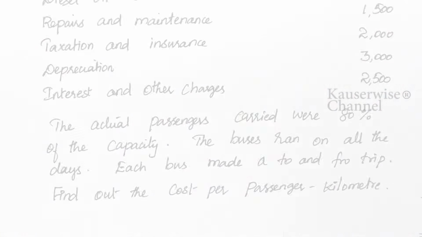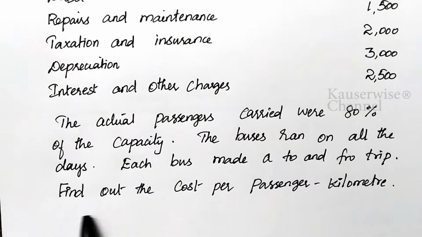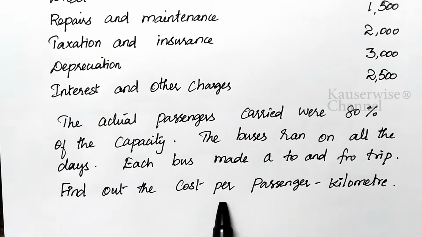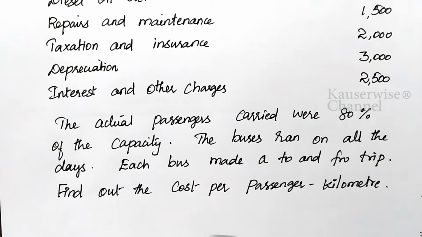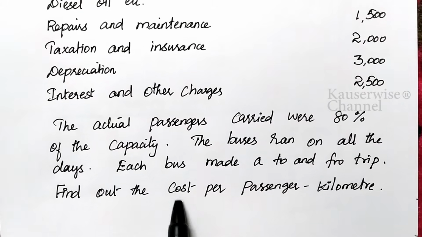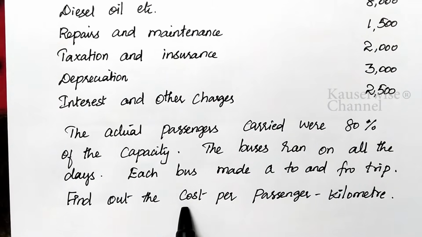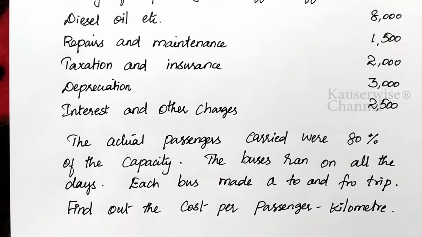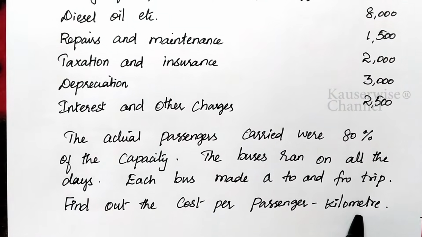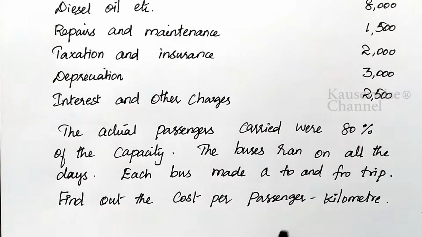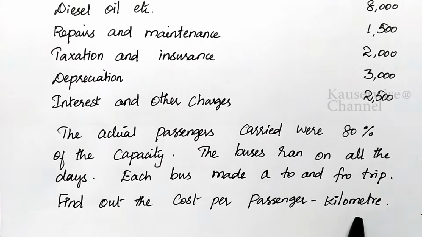See the problem. The question asks you to find out cost per passenger kilometer. For that, we need to calculate total cost. That we have done. Okay, we have calculated total cost. Next, we need to find out total kilometers covered. And with that, you can find out the cost per passenger kilometer.